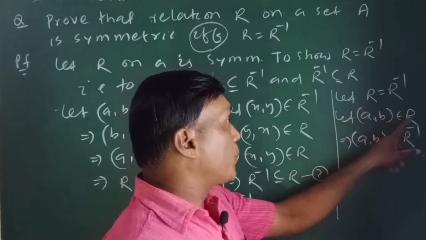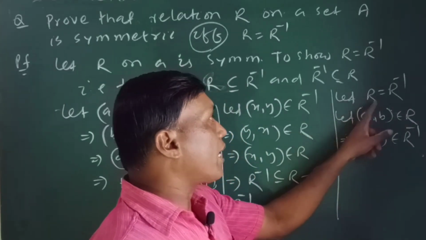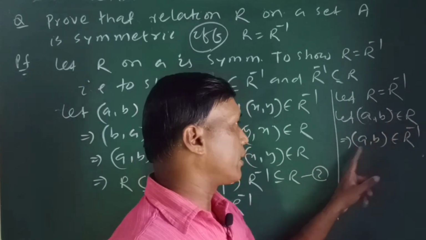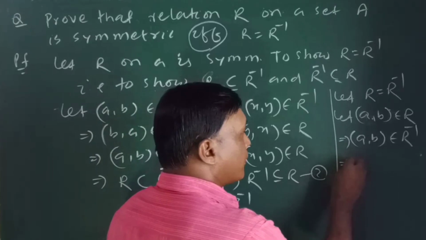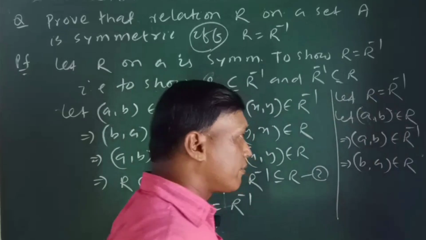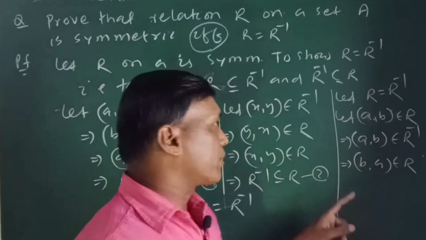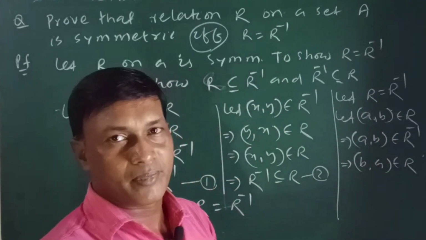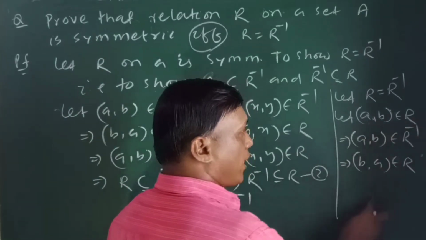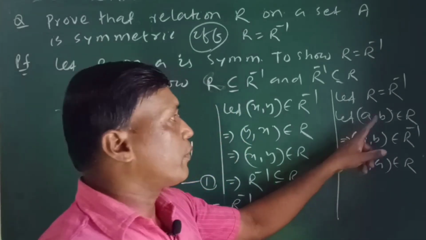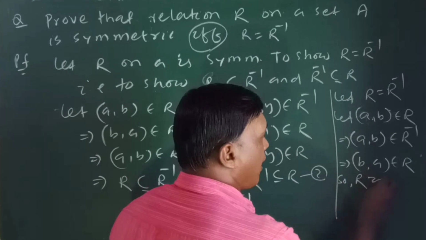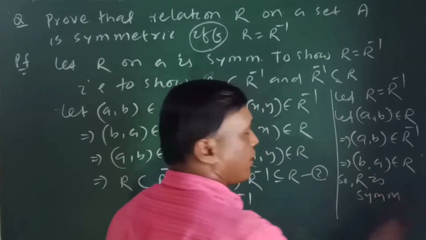Why? If AB belongs to R, but we have taken R is equal to R inverse. So if AB belongs to R, then AB belongs to R inverse. And if AB belongs to R inverse, then BA belongs to R. It's the definition of inverse relation. So what happens? AB belongs to R, BA belongs to R. A is related with B and B is also related with A. So we find R is symmetric. Hence proved.